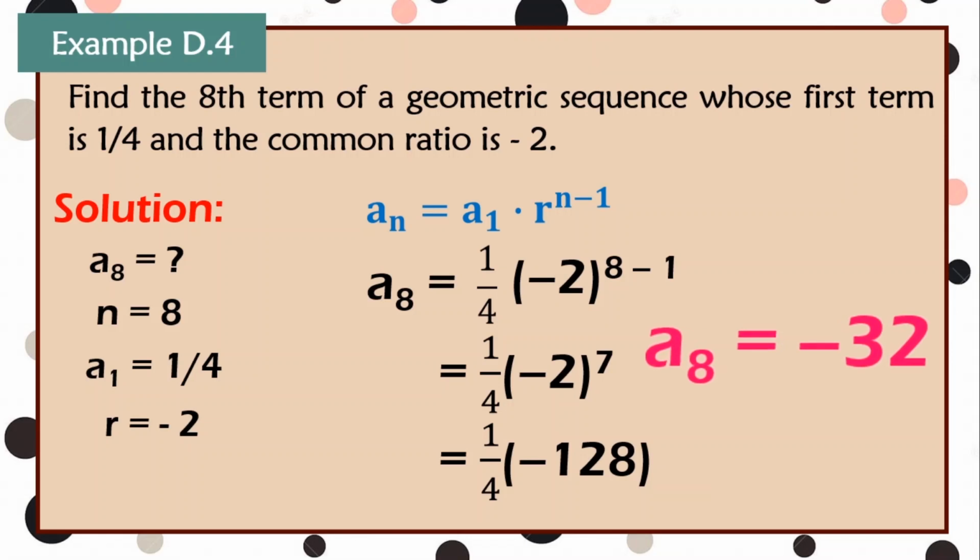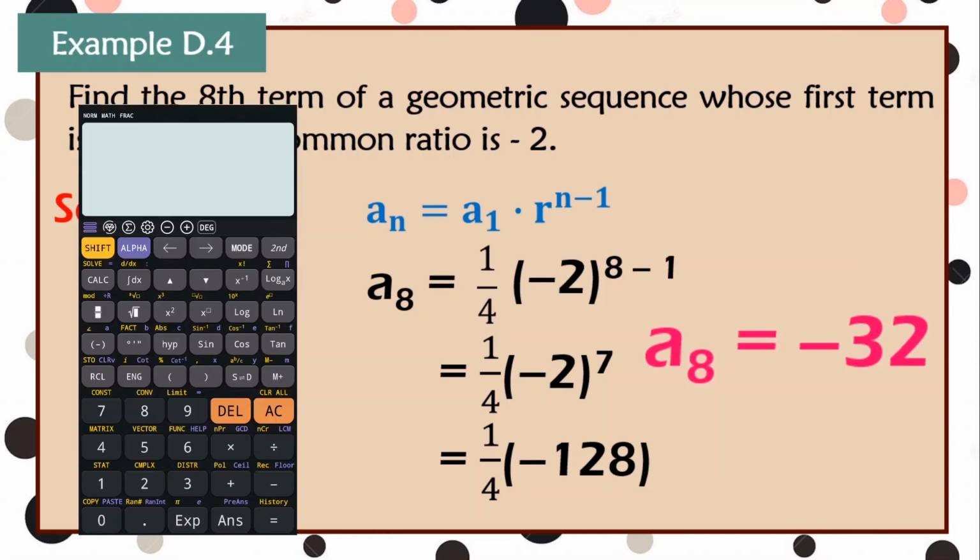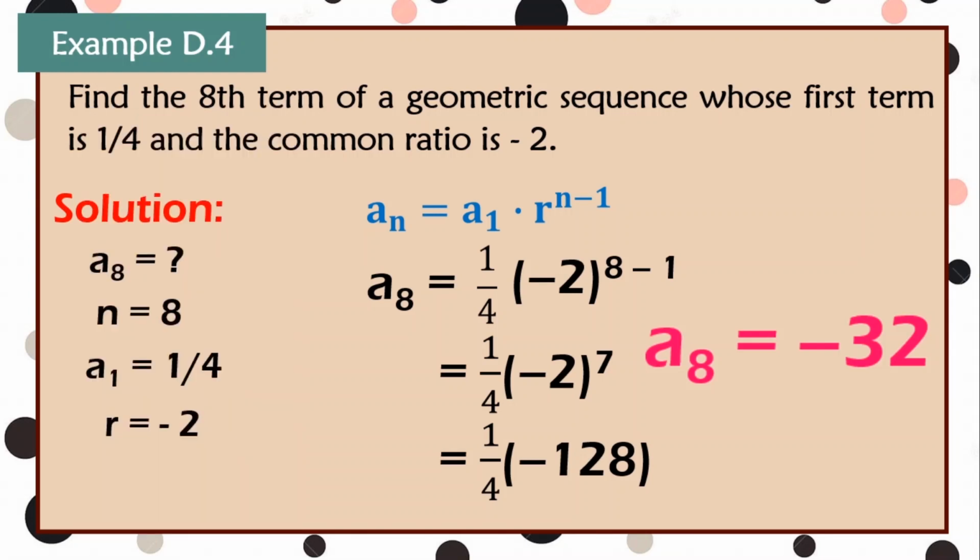Here's the solution for the calculator. We have 1/4 times negative 2 raised to 8 minus 1. And that is negative 32. So, if you master the use of the calculator, you can get the correct answer faster.